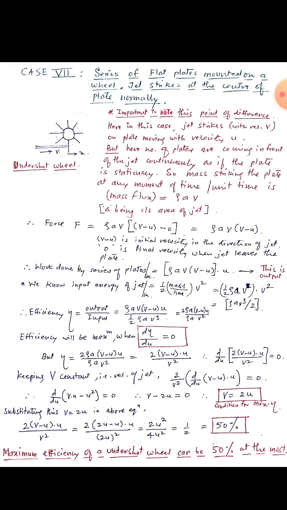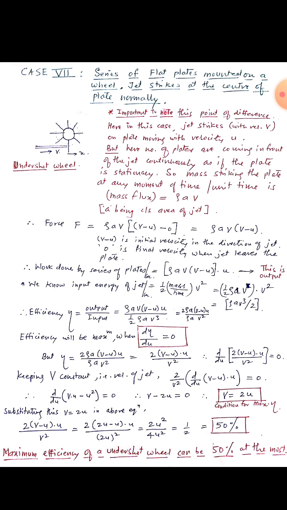Therefore, the equation of force in this case, that is number of plates mounted on a wheel, and all the plates are moving, rotating, comes up to rho into A into V minus U. What is work done? Force multiplied by velocity, work done per second. So multiplied by U with the force equation.